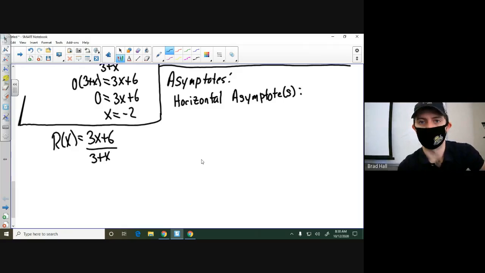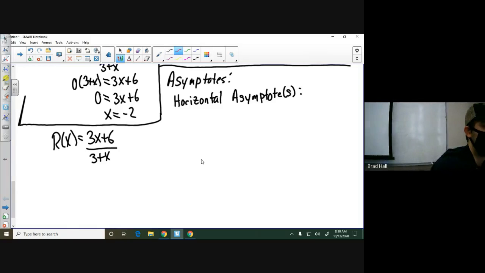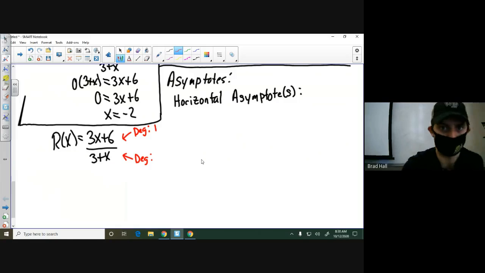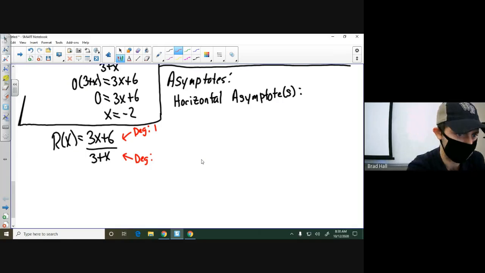So the horizontal asymptote deals with comparing the degree of the numerator and the denominator. So you have to figure out the degree of the numerator and the denominator. And remember, the degree is the exponent of the highest term. So for the numerator, the 3x plus 6, the degree is 1 because it corresponds to the x, which has an exponent of 1. So that's the highest exponent there. And same with the denominator.